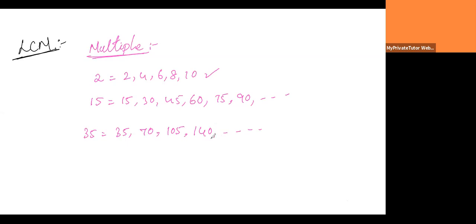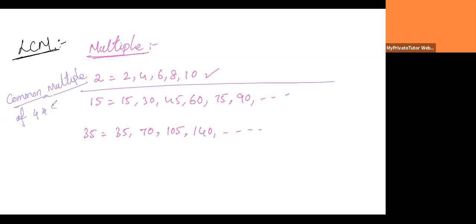Okay, what do you mean by a common multiple? Let me explain on the same slide. Common multiple. So again, it's the same thing, right? Common, so common between the two. So let's not take 2 here. What are the common multiples of 15 and 35? Do we have any? We don't have any. I think we need to go a little further. So instead, let's take a different question.